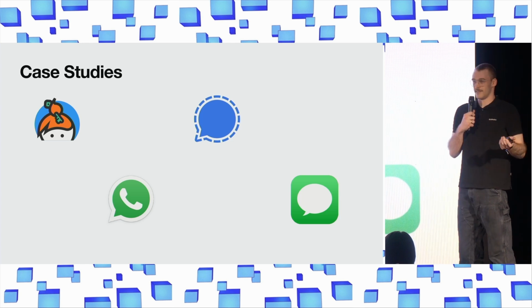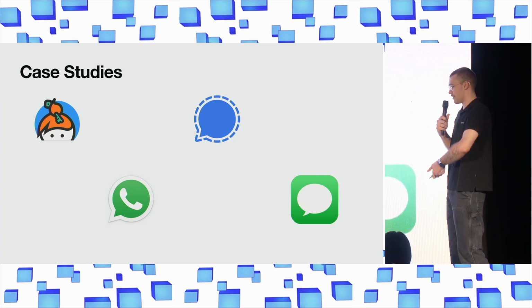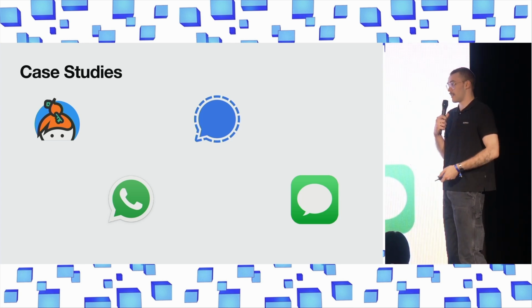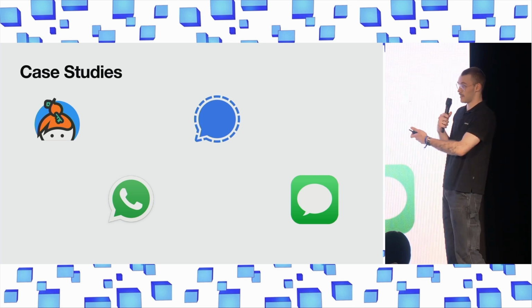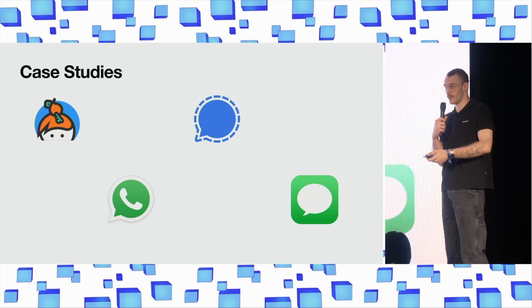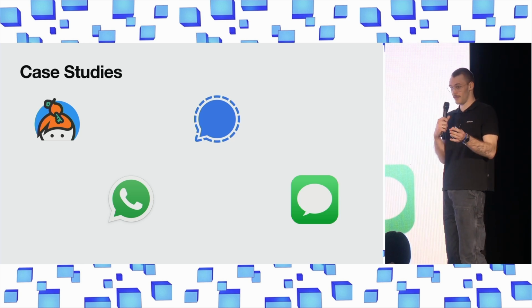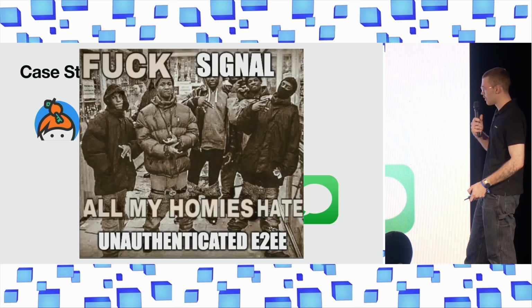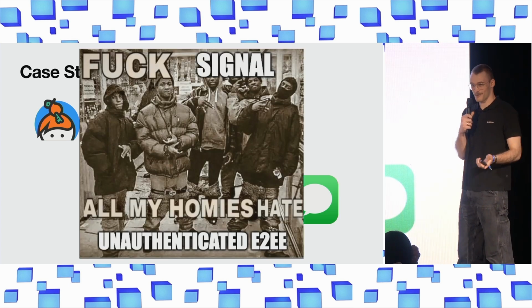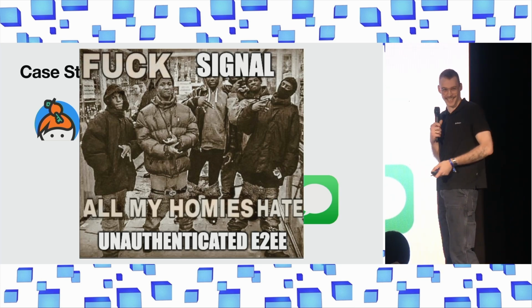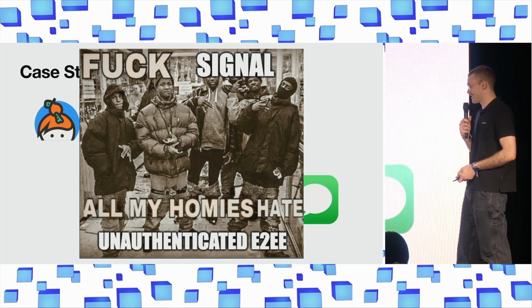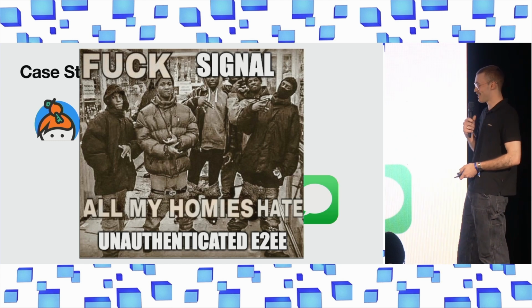And iMessage is also similar. They have zero key transparency. They offer security numbers, but they're worse than Signal and WhatsApp because they don't even show you that your security number with someone has changed. It's off by default. So yes, very bad. And so, screw Signal, screw WhatsApp. All my homies hate unauthenticated end-to-end encryption. It's really terrible. It's really a problem that needs solving.